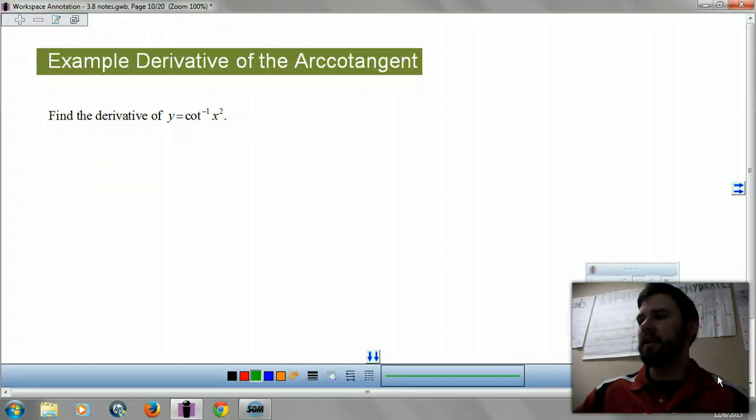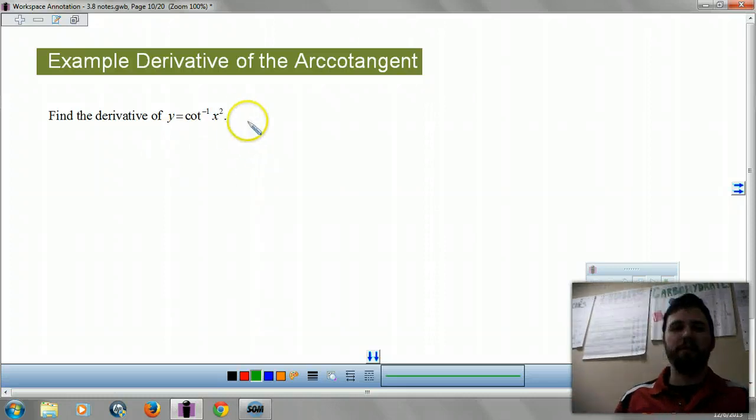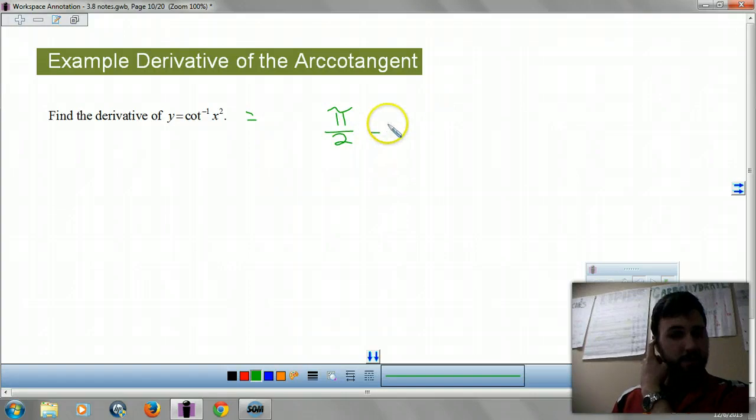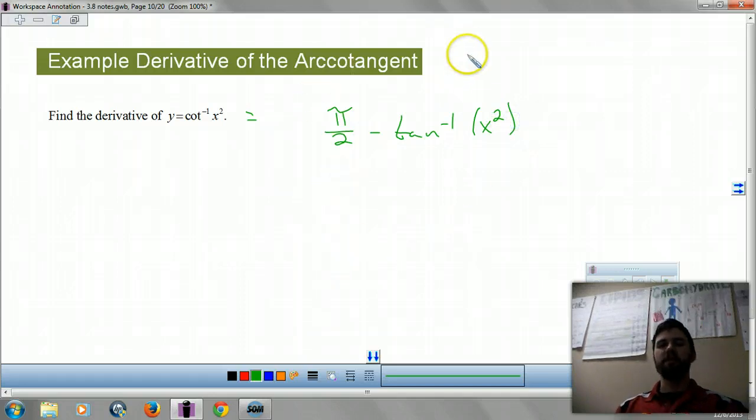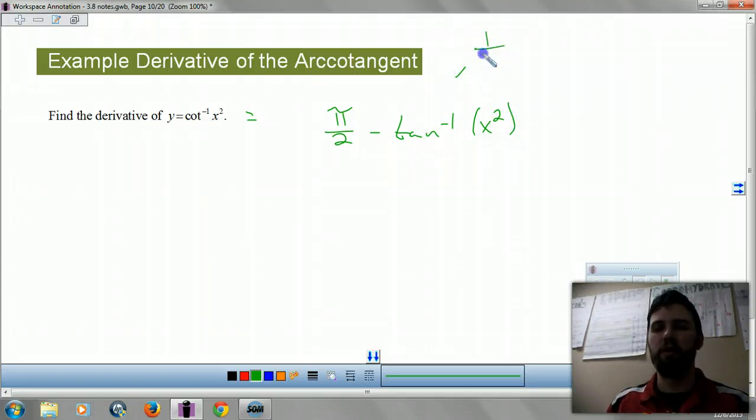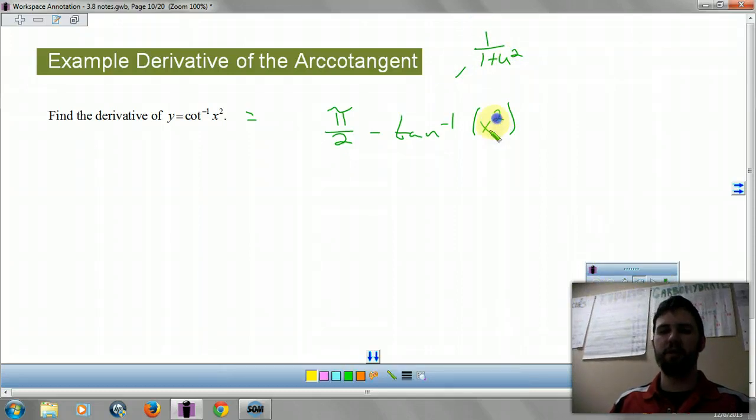So we're looking at finding the derivative of cotan inverse of x squared. Well, we don't have a formula for that, but we do know this is equal to pi over 2 minus tan inverse of x squared. And remember, for tan inverse, the derivative is 1 over 1 plus u squared, and our u is x squared.